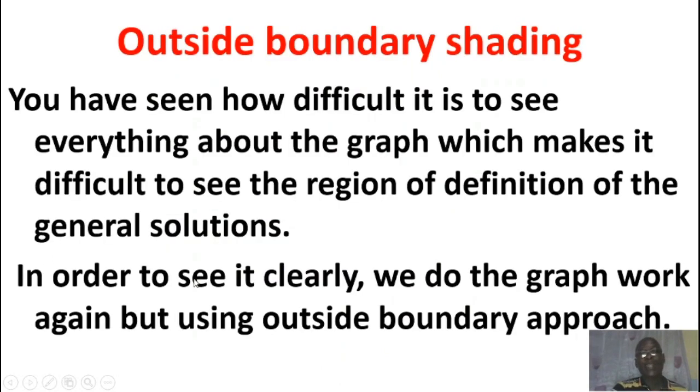We say in order to see it clearly, we do the graph work again, but using the outside boundary approach. The outside boundary means instead of shading towards left, take it towards right. Instead of shading upwards, bring it down. Is it okay?